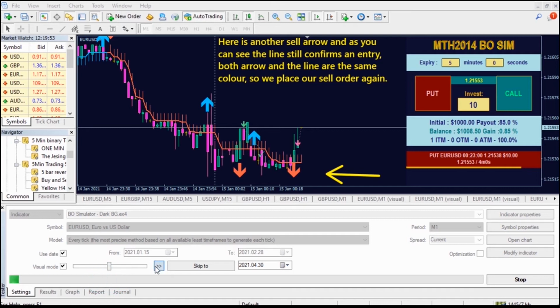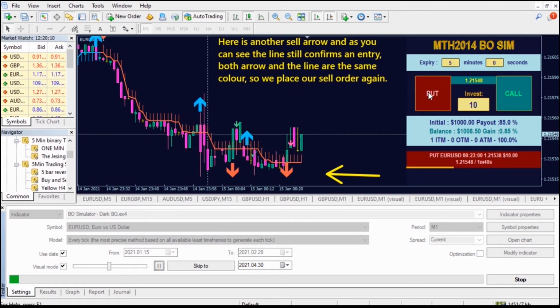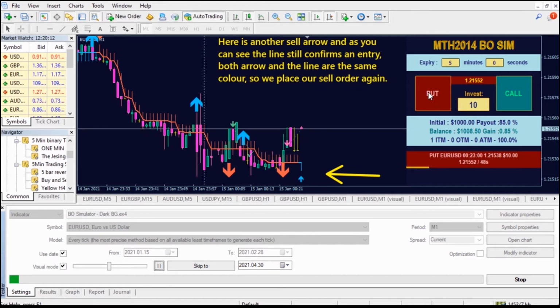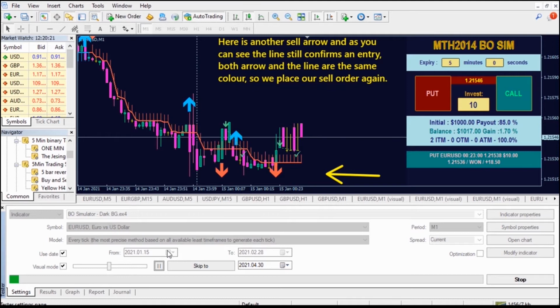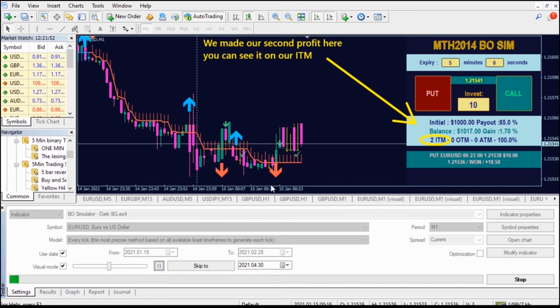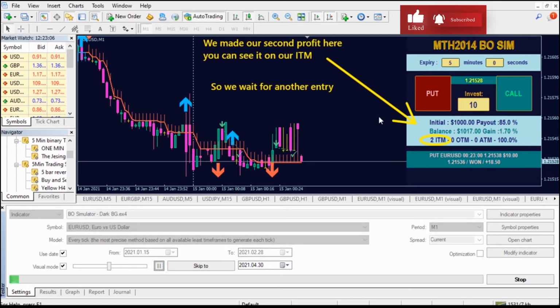Here is another sell arrow, and as you can see the line still confirms an entry. Both arrow and the line are the same color, so we place our sell order again. We made our second profit here. You can see it on our ITM. So we wait for another entry.